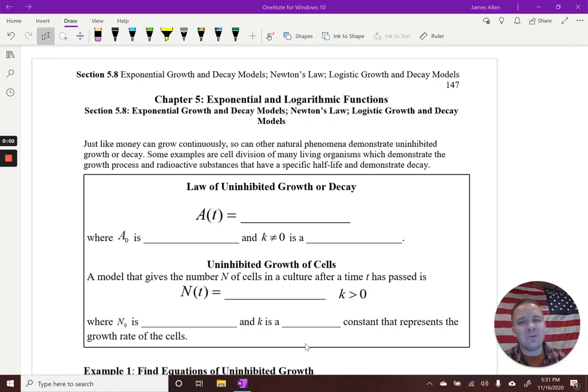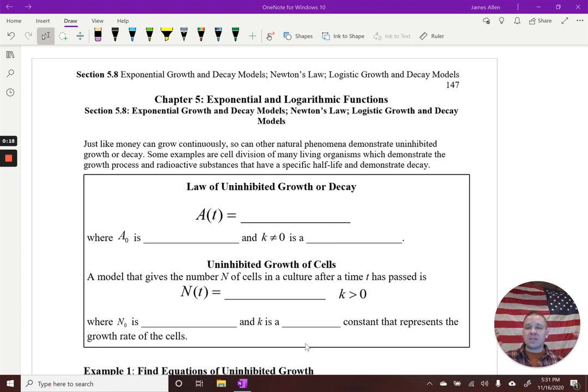All right. We've got ourselves some exponential growth and decay models, Newton's law of cooling. That's going to be applicable to you guys if you're taking a pizza out of the oven and you don't want to burn the roof of your mouth. It's the worst. Then we've also got logistic growth and decay models.